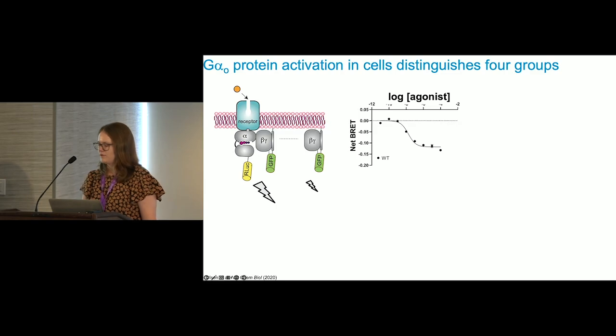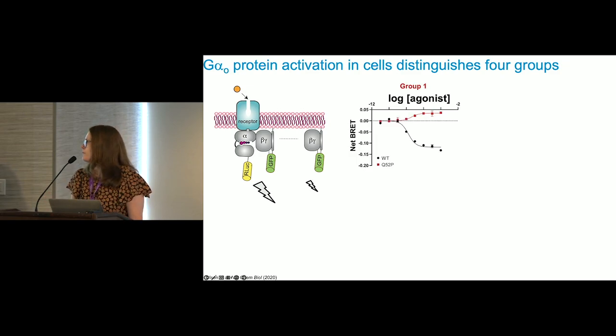This is a representative curve for our wild type G alpha O. As agonist is added, or as the receptors are activated, we see the BRET signal go down, which indicates beta gamma dissociation. For our first group of mutants, we're actually seeing the opposite effect of wild type. Instead of a decrease in signal, we're seeing an increase upon receptor activation.